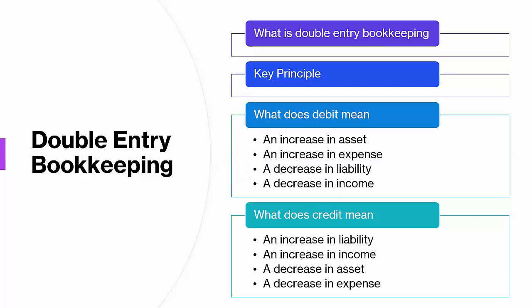Credit, right side. A credit can represent any of the following. An increase in a liability. If you borrow money, your liabilities increase, and this is recorded as a credit. An increase in income. Making a sale increases your income, which is a credit. A decrease in an asset. When you pay cash, your cash asset decreases, so it's recorded as a credit.